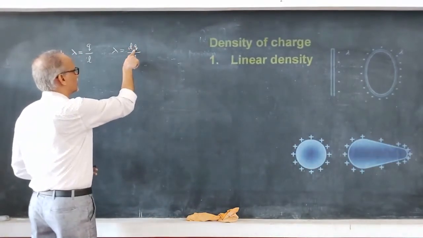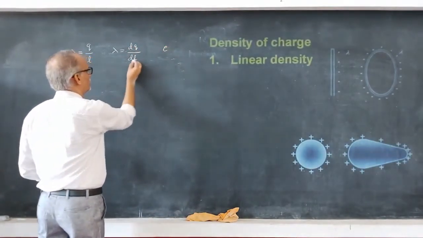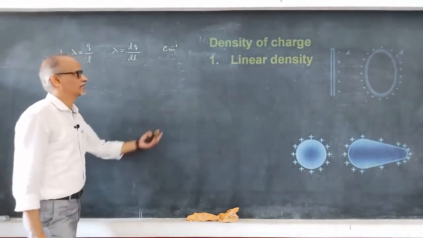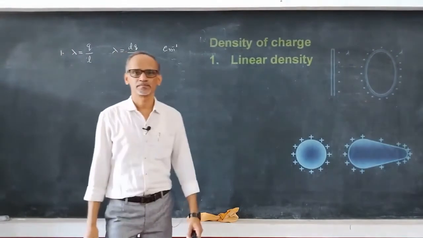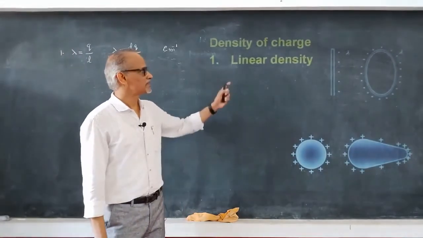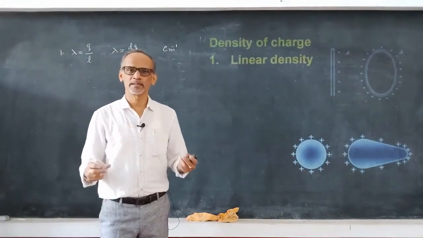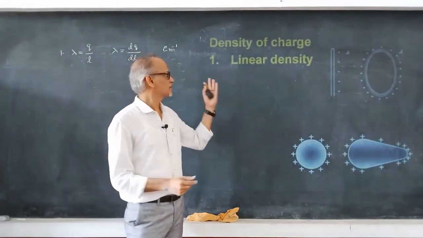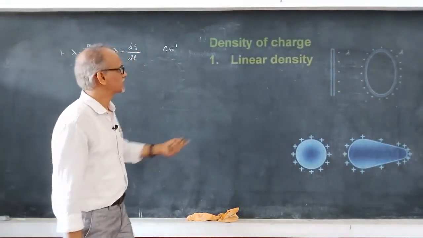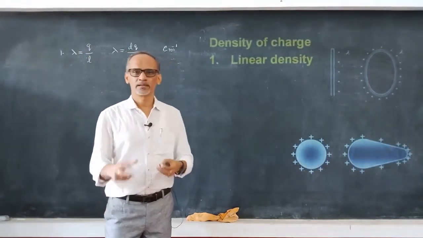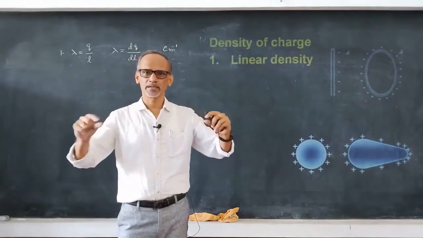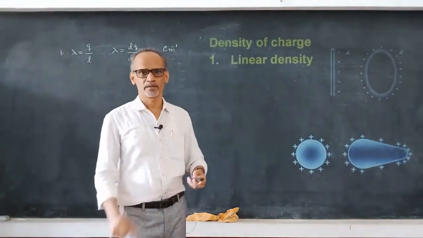Charge measured in coulomb, divided by length, meter, so coulomb per meter is the unit of linear density of charge. Linear density of charge is used in the case of linear conductors or thin wires. The word linear tells you that we have to make use of a straight conductor or a conductor which is bent in the form of a ring.